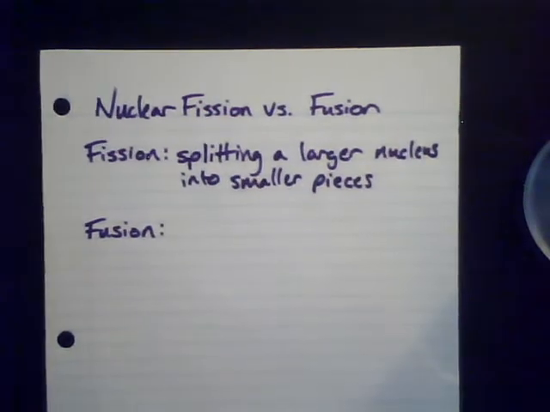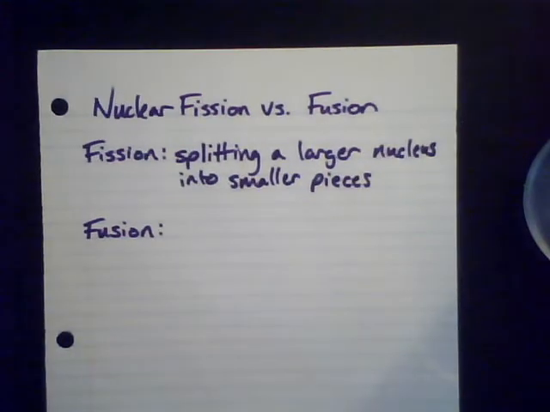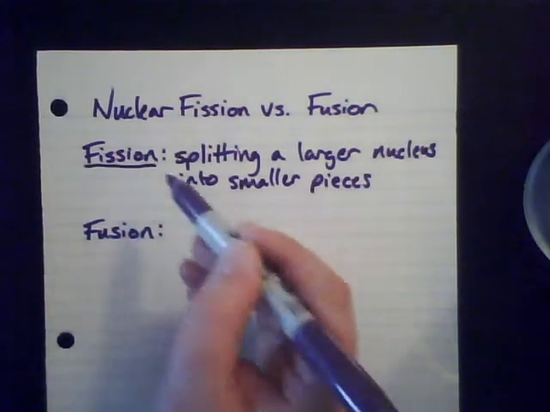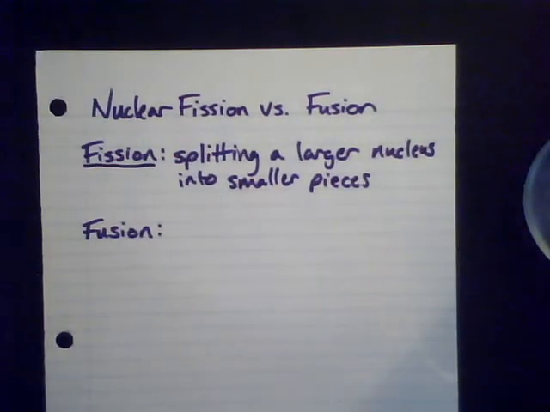And this could be into two pieces. We could kind of split it almost in half. It doesn't really matter. There's different fission products that come about through this process, and we'll talk about it in more detail. But fission is splitting a larger unstable nucleus into smaller pieces, again with the goal, just like any radioactive process, to become more stable. So you have a larger unstable nucleus that you split apart into smaller pieces.